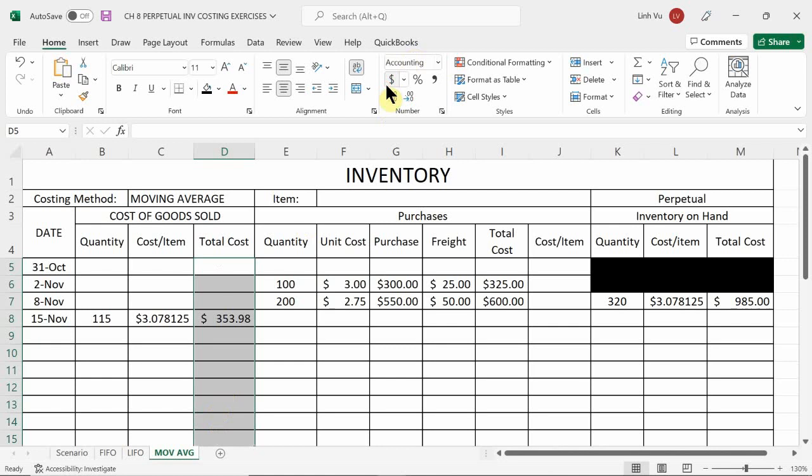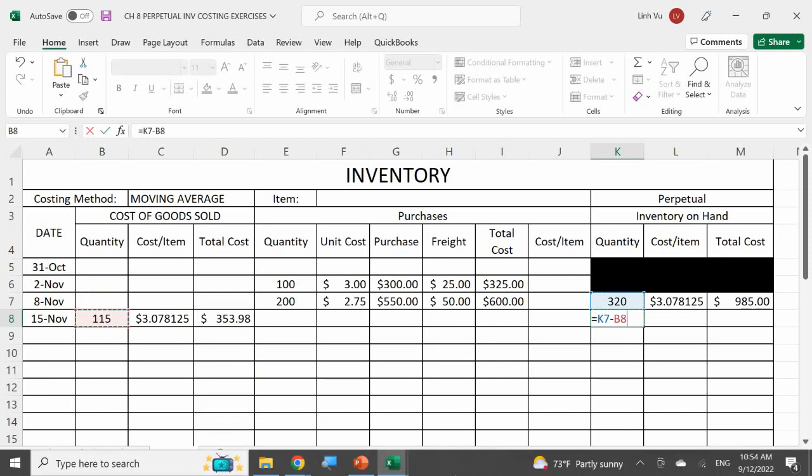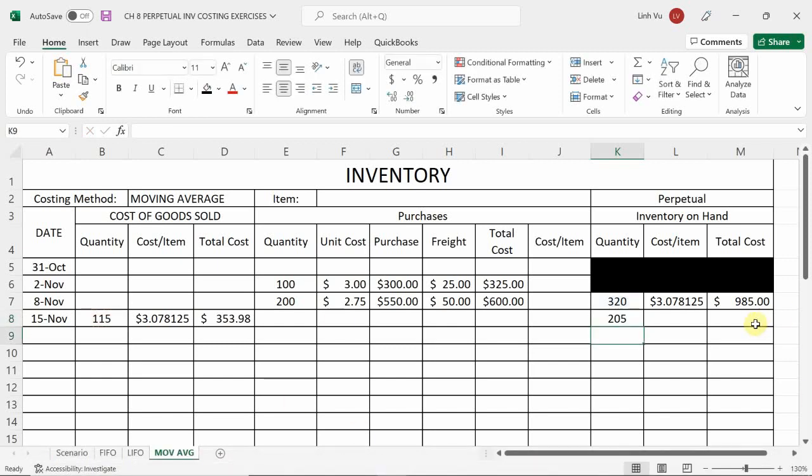And then you have to subtract your inventory, right? Correct. Okay. So in this case, because I no longer have 320 units, because I sold 115, you should have 205 left. But because we're doing moving average, you also have to calculate what your total cost is. So 631.02 divided by 205.